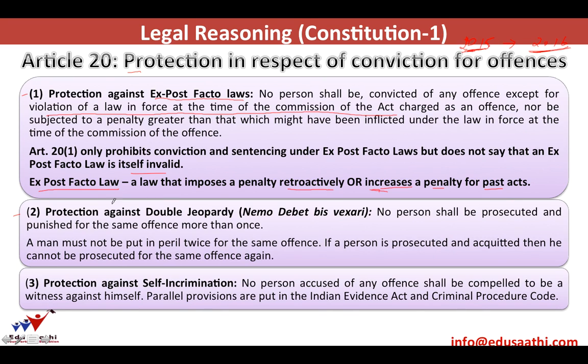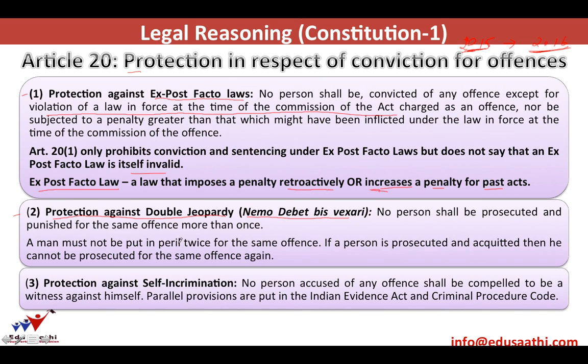Next clause is protection against double jeopardy. Double jeopardy is nemo debet bis vexari, that no person can be prosecuted for the same offence more than once. This term means that you cannot be convicted for one crime twice. If you had killed that animal, you would not be given punishment twice under different codes or under the same code. So it's called double jeopardy.